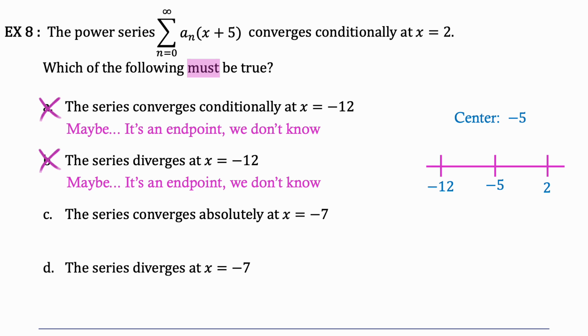C, the series converges absolutely at x equals negative 7. Let's put negative 7 in there. Well, that is well within the radius of convergence, so we do know that. And let's just look at D real quick. The series diverges at x equals negative 7. Well, no, we know that it converges there.